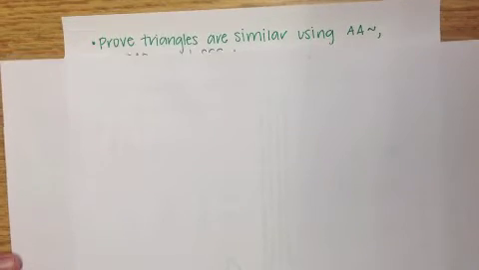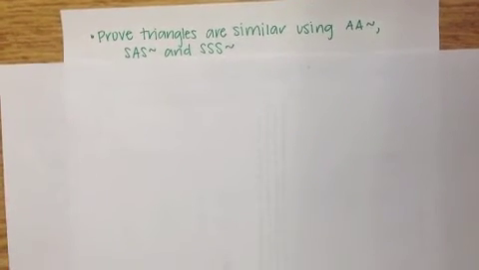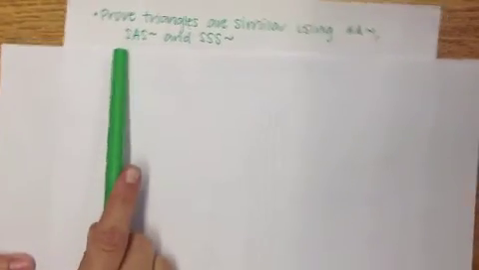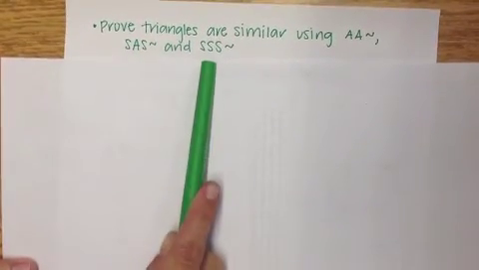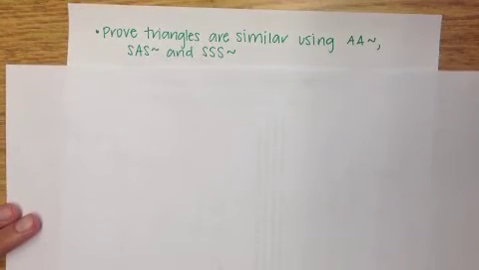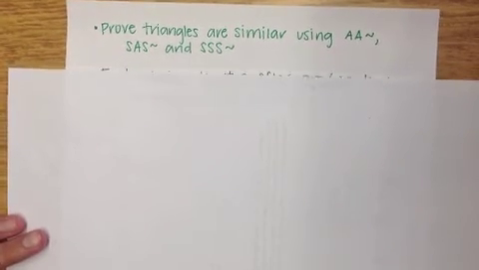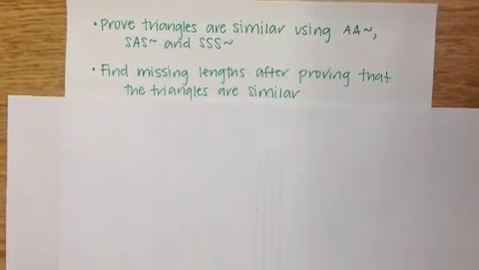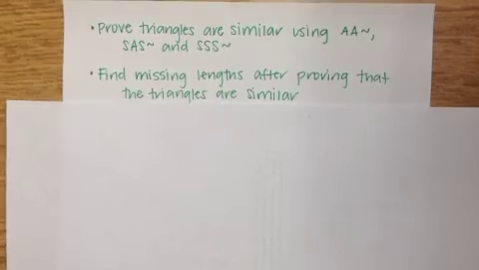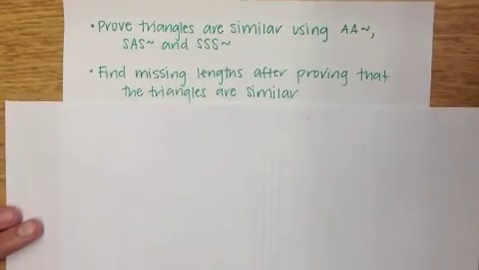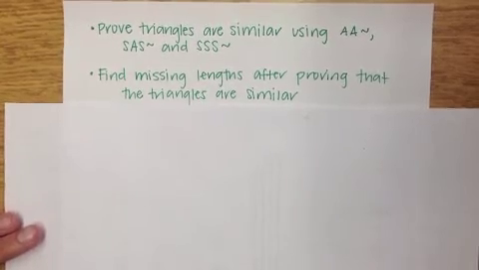After this lesson, you should be able to prove triangles are similar using the angle-angle similarity postulate, the side-angle-side similarity theorem, and the side-side-side similarity theorem. You should also be able to, once you've used one of those 3 similarity postulates or theorems, find missing lengths after you've proved the triangles are similar. So it's very important that you first prove the triangles are similar.